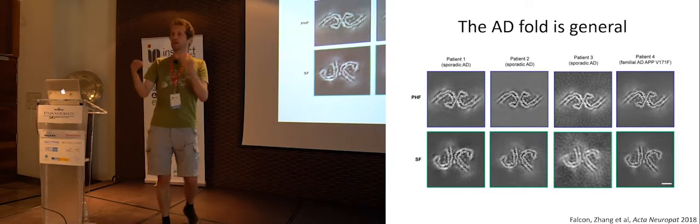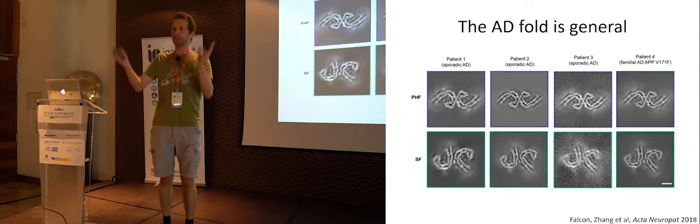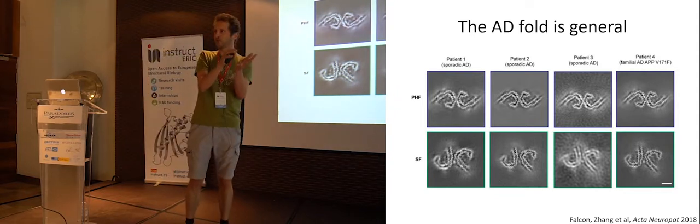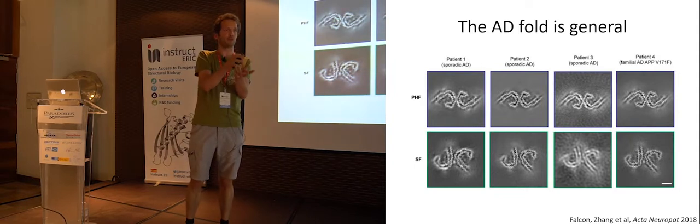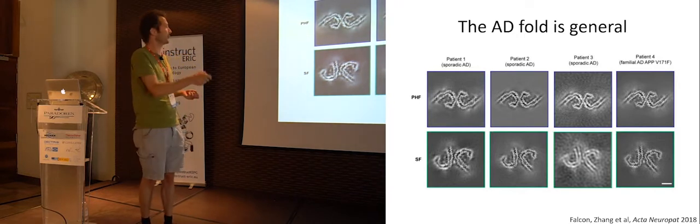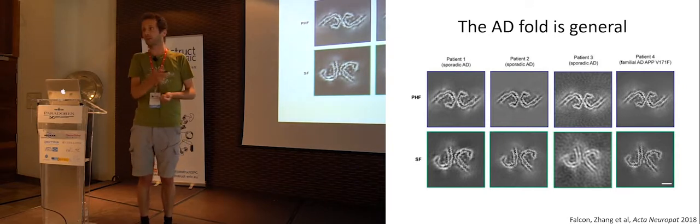We don't seem to ask those questions if you overexpress your protein in E. coli and solve the structure. But of course, this is pathology. This structure has not been converged by evolution to do a specific function. So we did another three patients using Cryo-EM, using data both at home and also at the Diamond facilities.